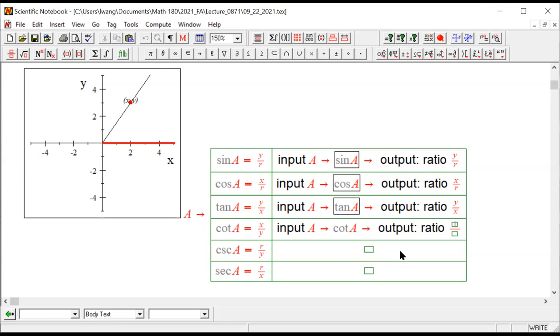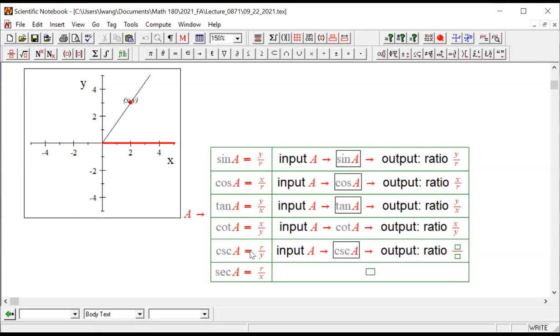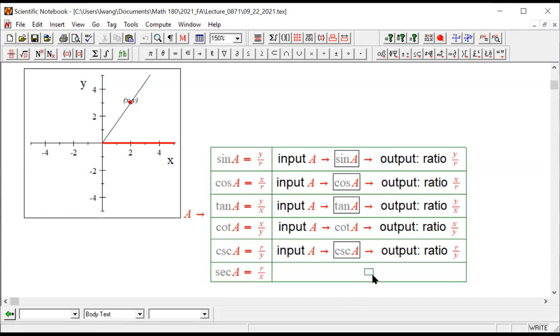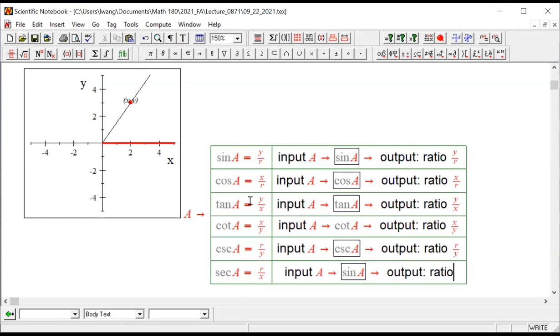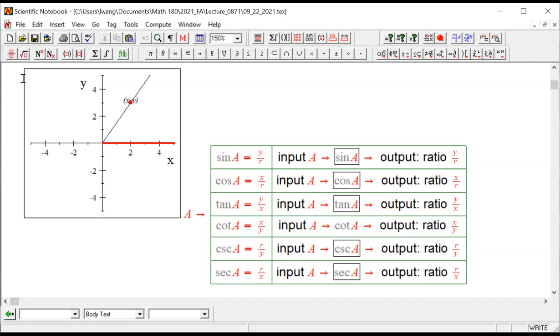Okay, so it's just been a variety of ratios. Cotangent is X over Y, and then cosecant is a ratio again, right? It's R over Y, and the secant is a ratio, R over X. That's very, very important to understand.